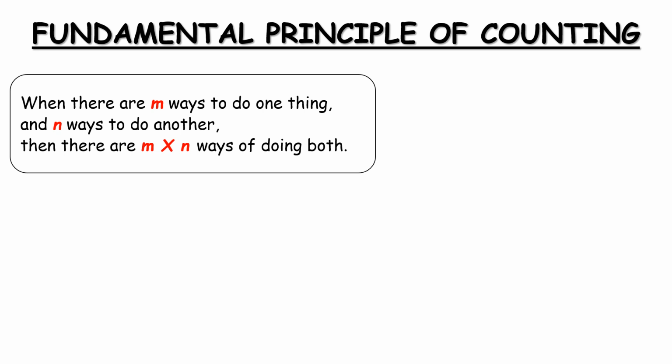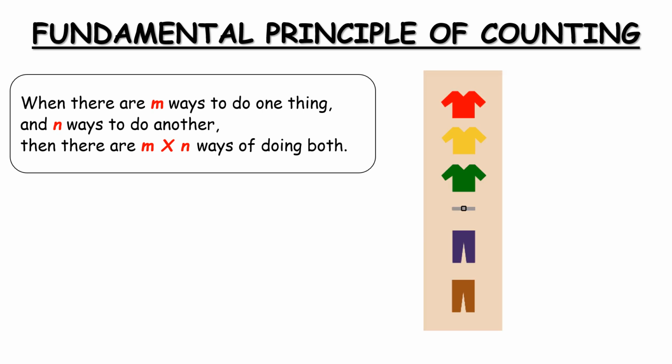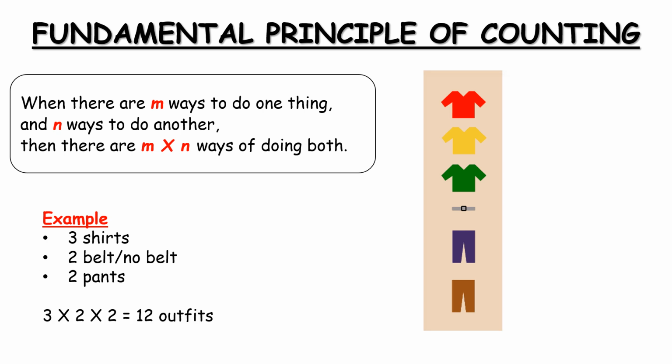So let's look at an example to make sense of that. Here I have some clothing options, and if I have 3 shirts in 3 different colors, so we see our red, our yellow and our green, I have 2 options with regard to my belt, either belt or no belt, and I have 2 sets of pants, so I have my blue jeans and I have a brown pants. So how many different outfits can I make? So using the fundamental principle of counting, that would simply be 3 shirts multiplied by 2, either belt or no belt, multiplied by 2, meaning I would have 12 outfits.